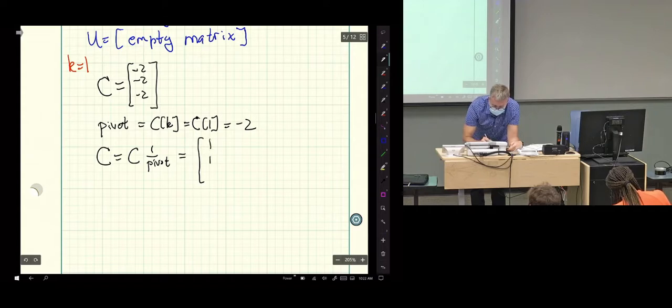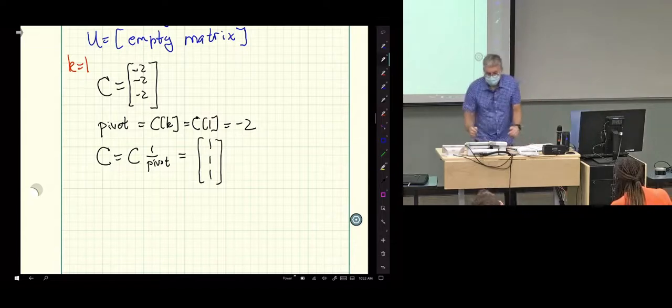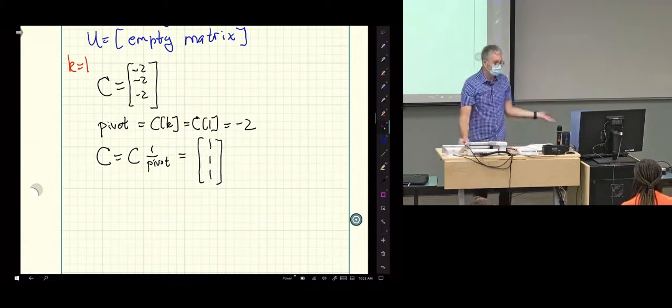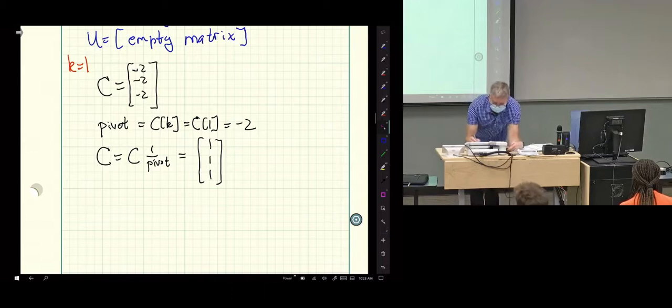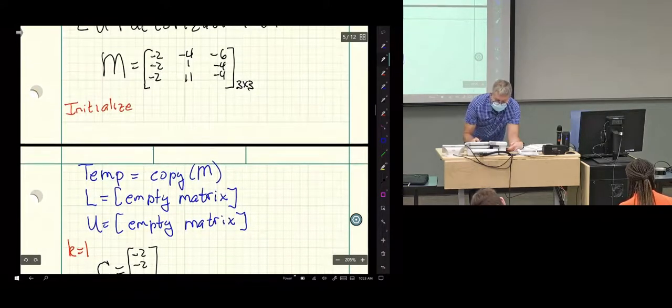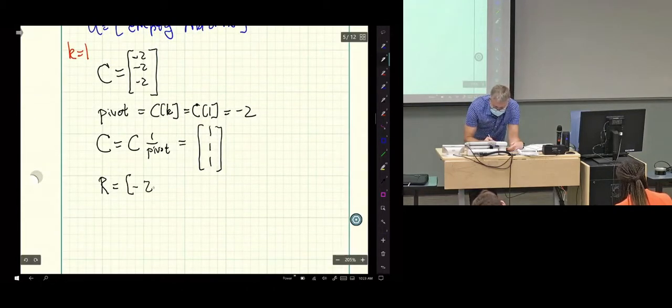And in this case, we get something super easy here, but hey, doesn't really matter in Julia. All we know in Julia is as long as we check that we're not dividing by 0, we divide by that number. That one's 1 for sure, and in general, those are not 1s, okay? But they happen to be in this special case. That's all. Okay? And then we set R equal to the first row of that matrix. And that's minus 2, minus 4, minus 6. So R is minus 2, minus 4, minus 6.